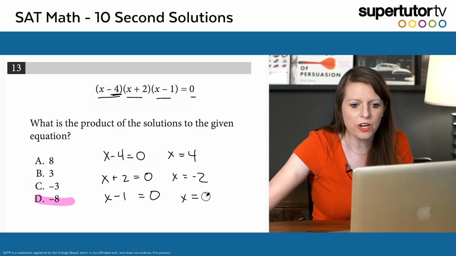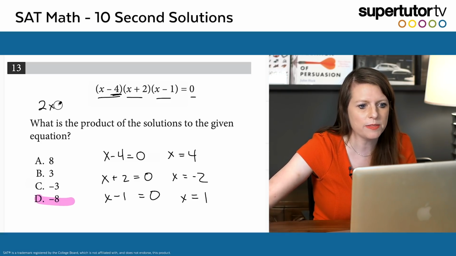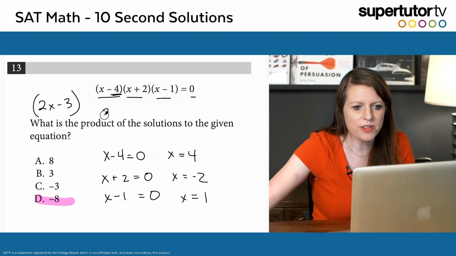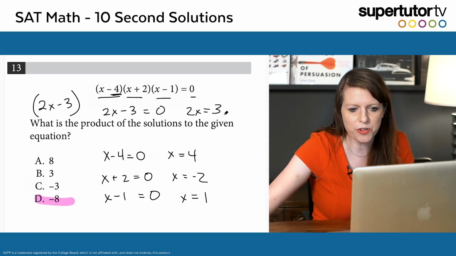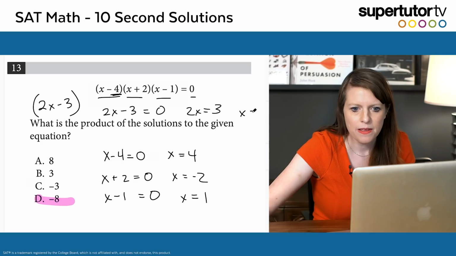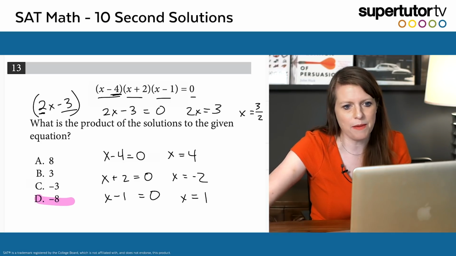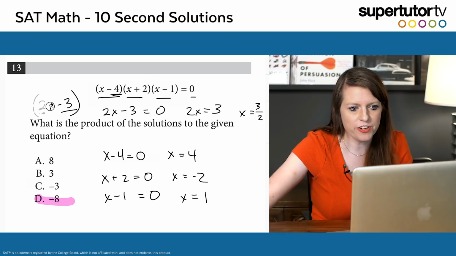Obviously, this won't always work, right? Sometimes you're going to have something like 2x minus 3. And if you have that, then what you can do is set this equal to 0. You can also, in your head, understand that what you're going to do is push this to the other side and then divide. So this is going to be 3 over 2. So you can also flip the sign on this and then divide it by this if you want to speed it up and you have something that has a coefficient in front of the x.